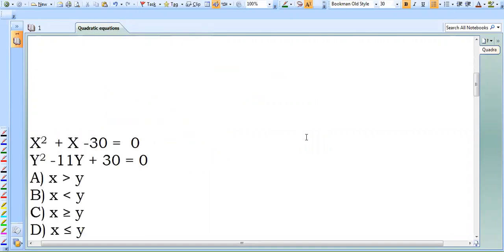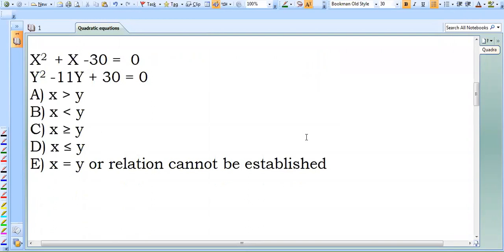So here, this is the type of questions they are asking. They will give an equation in x and another equation in y. You have to find out what the x values are and what the y values are. After finding the x values and y values, we have to compare them and establish a relationship between x and y.